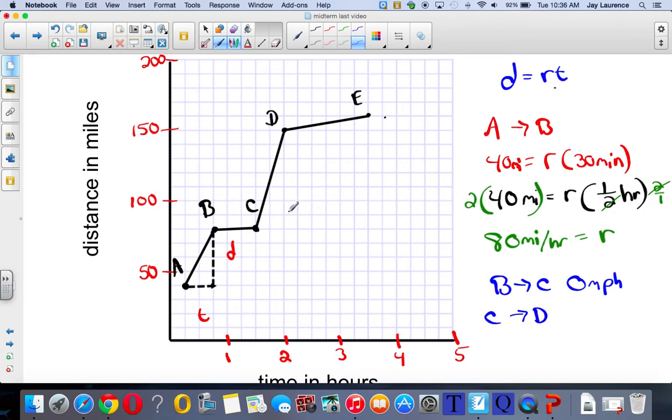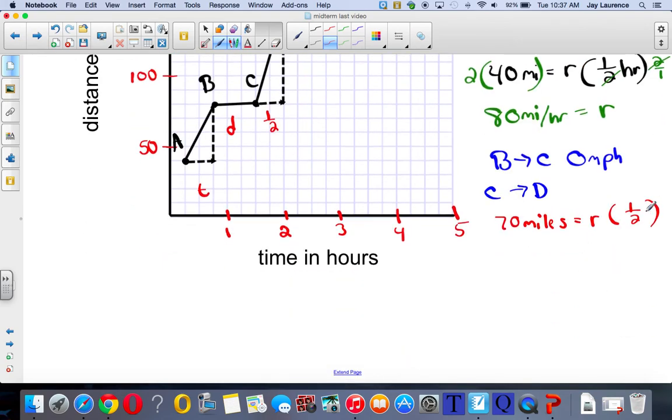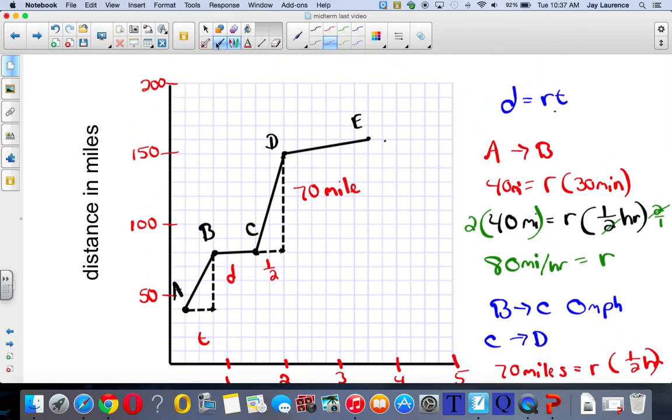C to D. Okay, the distance vertical is, let's see, 1, 2, 3, 4, 5, 6, 7. So it looks like this person is going 70 miles. Okay, how long does it take them to get there? Well, let's see. Oh, half an hour again. So that'll be 1/2. All right, so 70 miles. The time is 1/2 an hour, so I should put hours in there. If I divide by 1/2 an hour, I'm going to end up with a rate of 140 miles per hour. There we go.